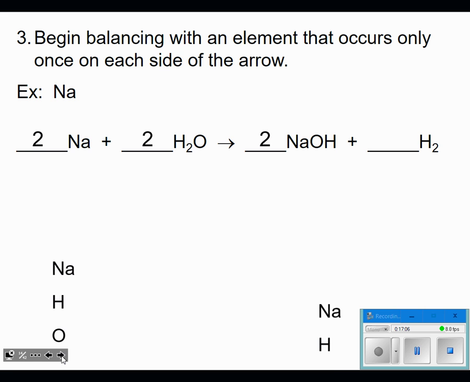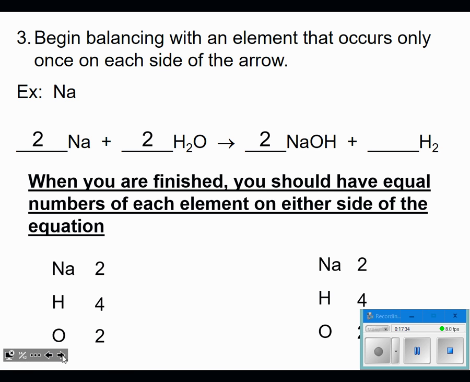So when we look at it, we have 2 Nas on both sides. We have 4 H's on the reactants and 2 on the 2 oxygens. Then we have 2 on the products, 4 on the products for the hydrogen, and 2 for the oxygen. I do actually recommend that you make a list of these elements, and I'll show you that as we walk through. So when you're finished, you should have equal numbers of each element on each side of the equation. That's satisfying the law of conservation of mass.